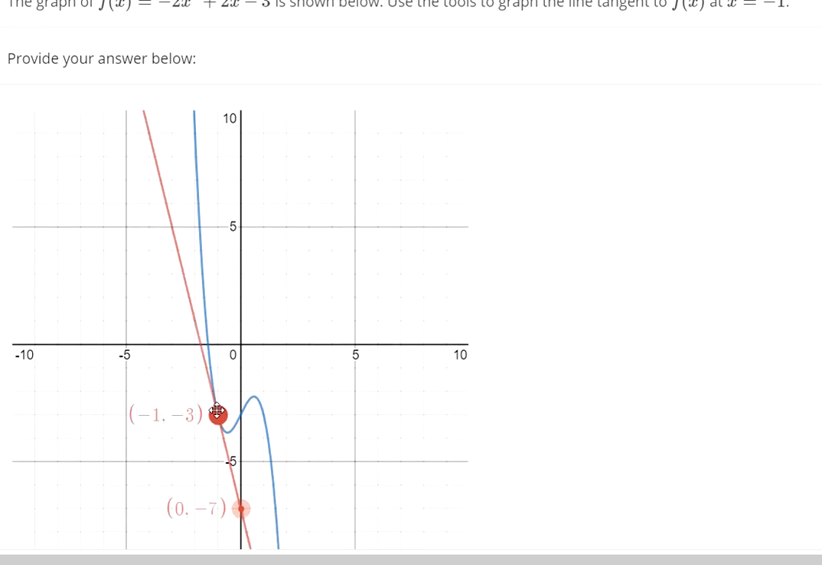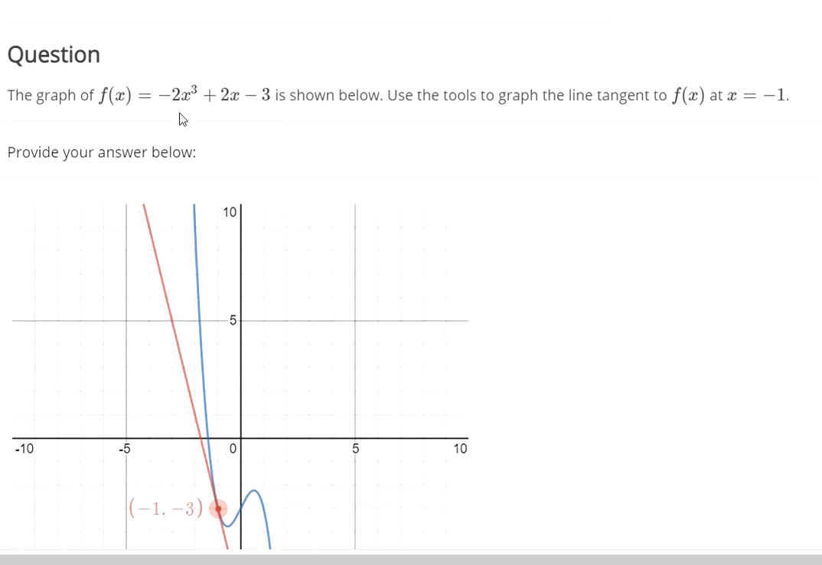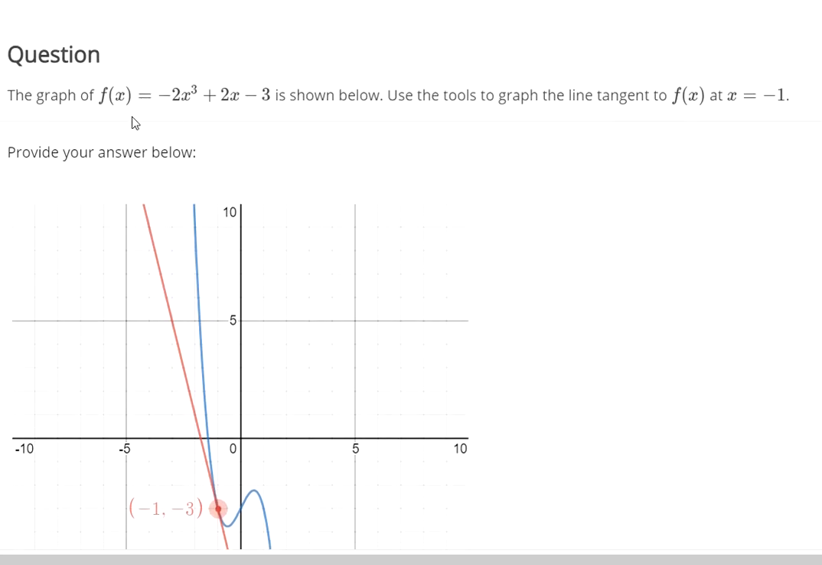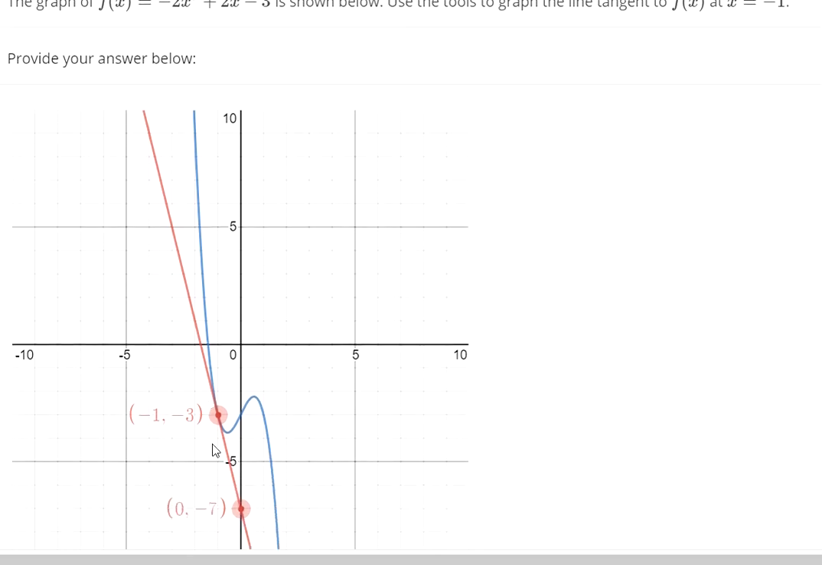And then I'm supposed to graph the tangent line. So I quickly found out the slope in my head using the derivative. That's something you'll definitely want to do on paper, like I've been doing with these past few problems. But the derivative function should be negative 6x squared plus 2. And if you plug negative 1 in there, you get a slope of negative 4, which means you go down 4 to the right 1.